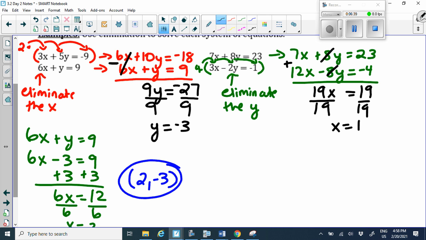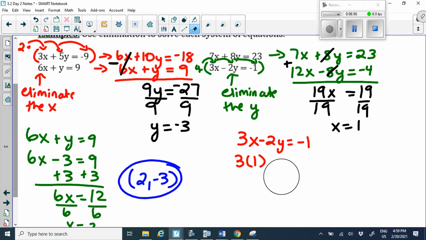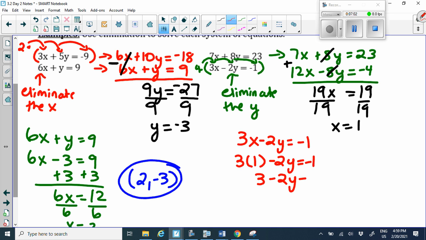Now I'm going to plug that into one of my equations. It doesn't matter which one. I would say go for the easiest. And I think the easiest to plug it back into is going to be that 3x minus 2y equals negative 1. So I have 3 times 1 minus 2y equals negative 1. So I get 3 minus 2y equals negative 1. I'm going to subtract 3 from both sides. I get negative 2y equals negative 1.